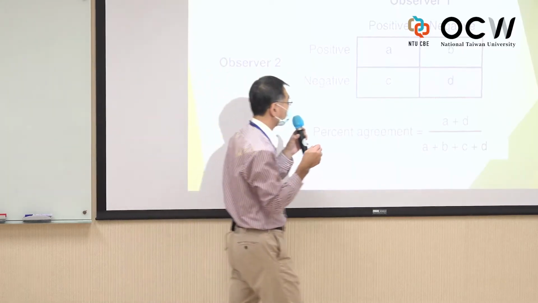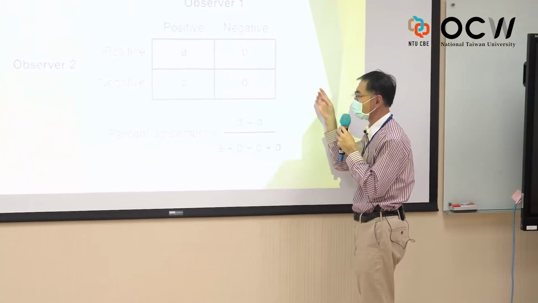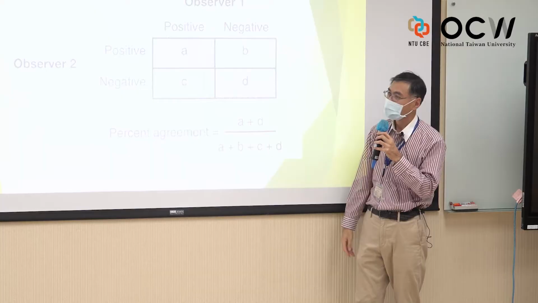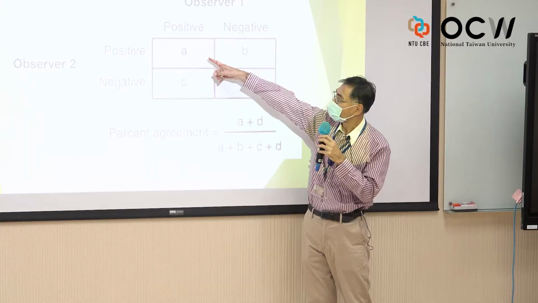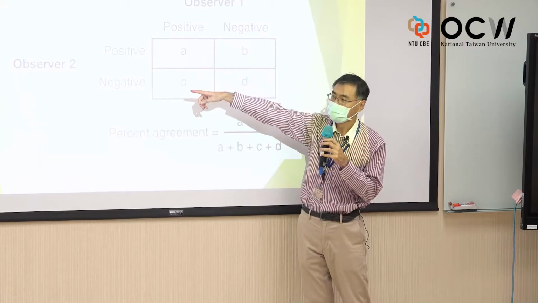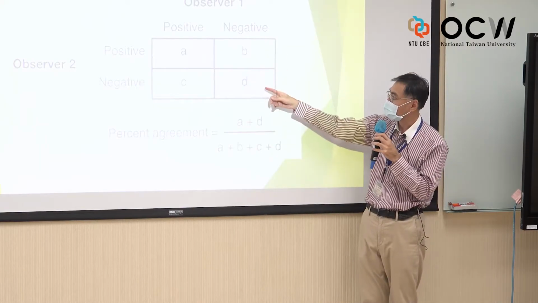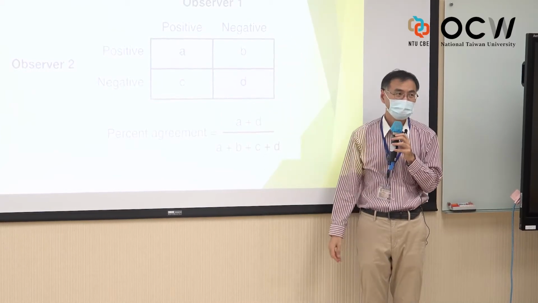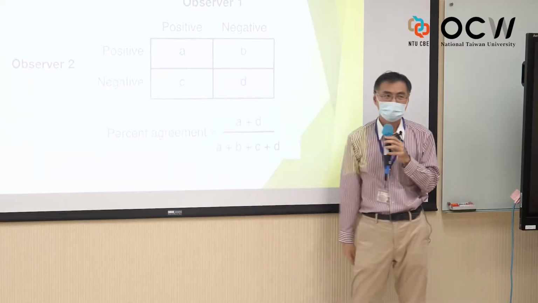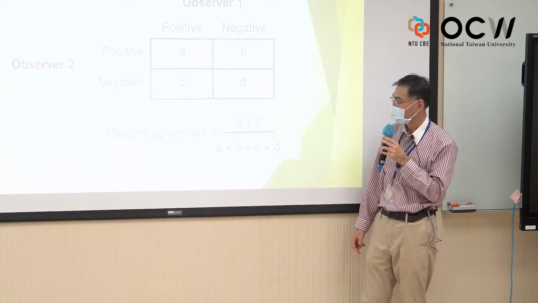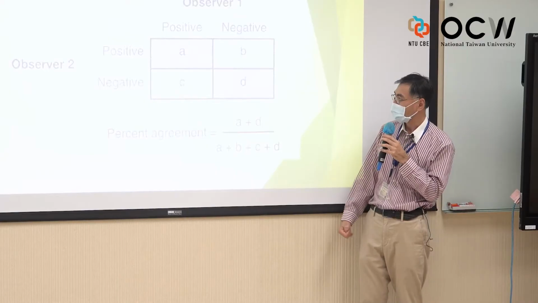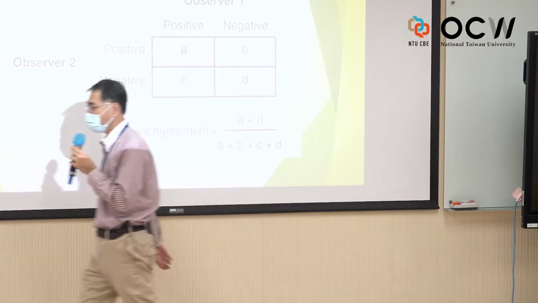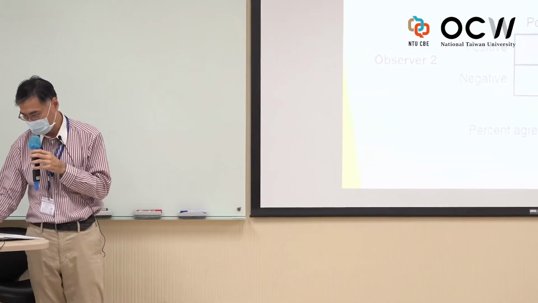Okay? So they check the sample from the total number A plus B plus C plus D. So many people. And of course, they will find some A number of people who are both positive by the different observers, right? And also D number of people who are both negative by the two observers. And B or C will be the inconsistent ones. So the percent agreement should be very straightforward: A plus D divided by the total number. That's the idea of percent agreement.